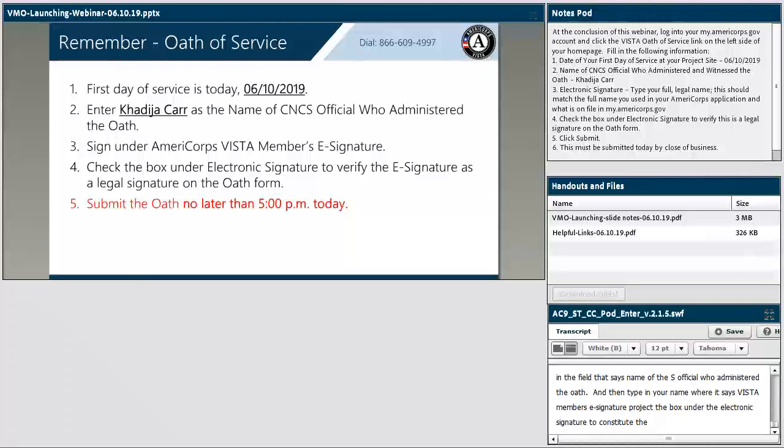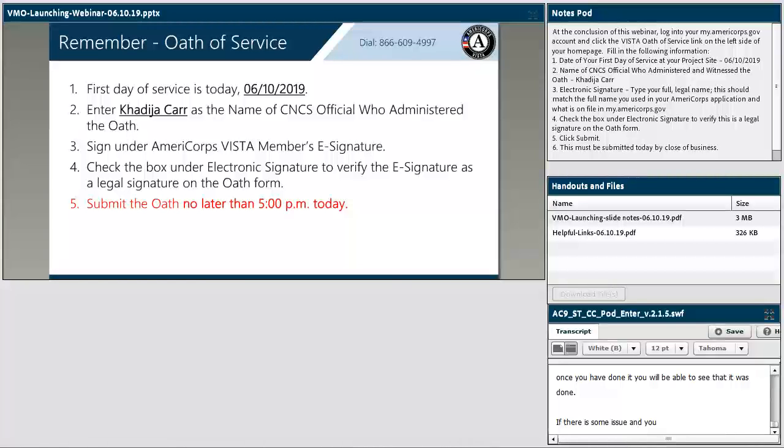Check the box under the electronic signature to constitute the e-signature as a legal signature and submit it no later than 5 o'clock today. It should be easy and quick to submit that. And please note that you won't get a response confirming it after you submit it, but you'll be able to see that you submitted it in your account. So once you've done it, you'll be able to click and go in and see that it was done.